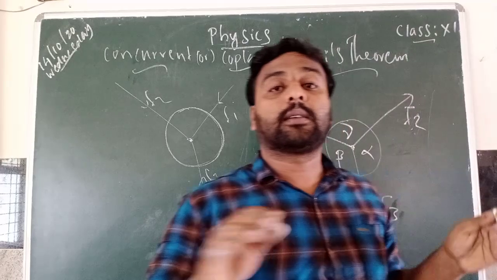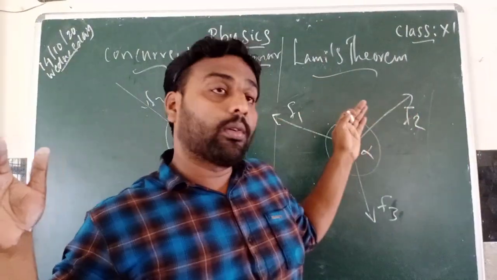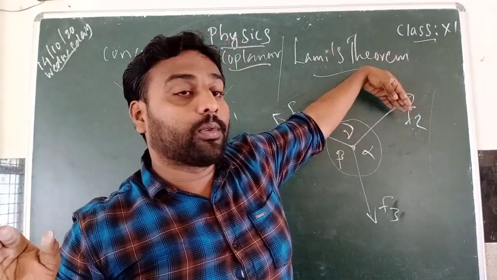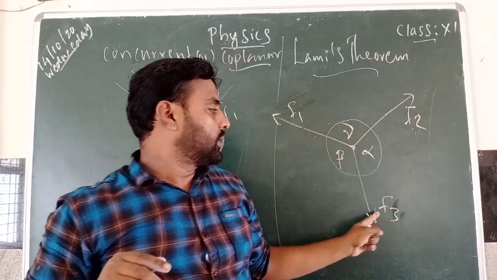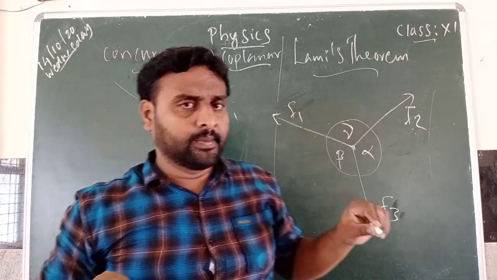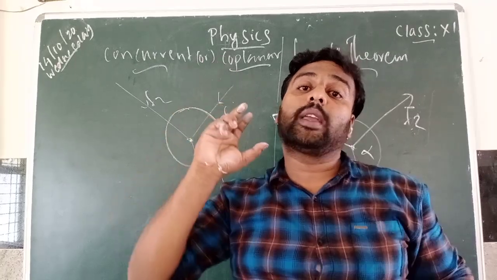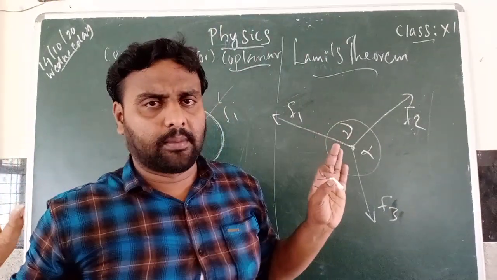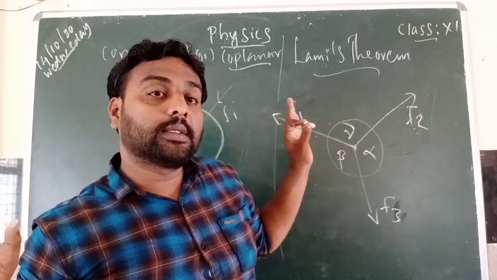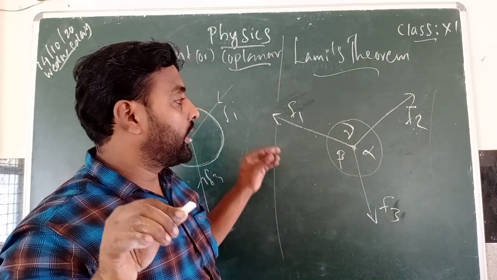We can say the system is in equilibrium. Three forces are acting on a system in equilibrium: force 1, force 2, force 3, all acting at a point. Then how will we find the magnitude of each force? That is Lami's theorem. Lami says how to find the magnitude of each force, that is his theorem.